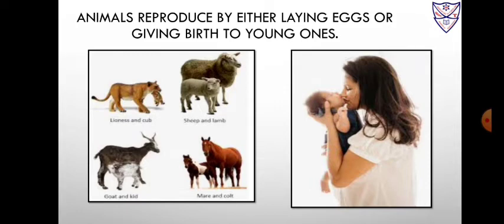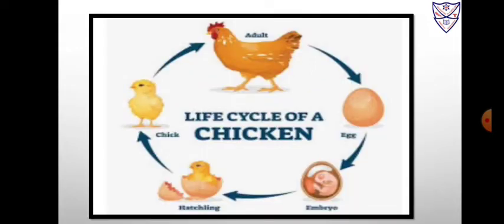Now animals, birds, human beings, etc., reproduce either by laying eggs or giving birth to their young ones. In this picture you can see animals and human beings have their babies with them, which means they give birth to their young ones, whereas pigeon, hen, etc. lay eggs. Now this is the process of reproduction. A hen lays an egg, it is then hatched for some time, and then the chicks come out from that egg. So this is the reproduction system of a chicken.